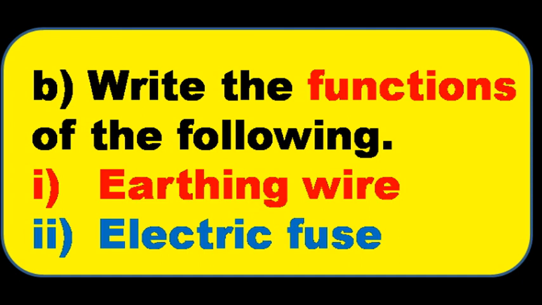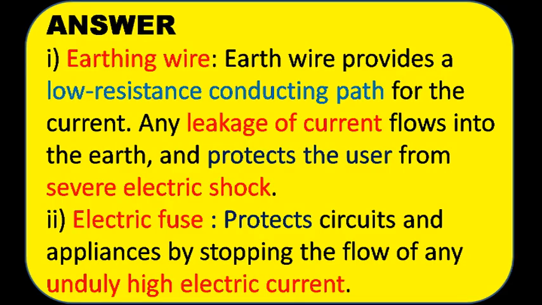Write the functions of the following: earthing wire, electric fuse. Earthing wire: Earth wire provides a low resistance conducting path for the current. Any leakage of current flows into the earth and protects the user from severe electric shock. Electric fuse protects the circuits and appliances by stopping the flow of any unduly high electric currents.